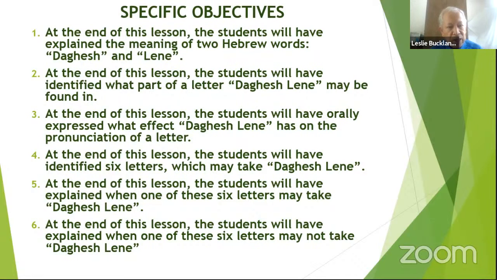Number four, at the end of this lesson, the students will have identified 6 letters which may take Dagesh Lenny. Number five, the students will have explained when one of these 6 letters may take Dagesh Lenny. Number six, the students will have explained when one of these 6 letters may not take Dagesh Lenny.